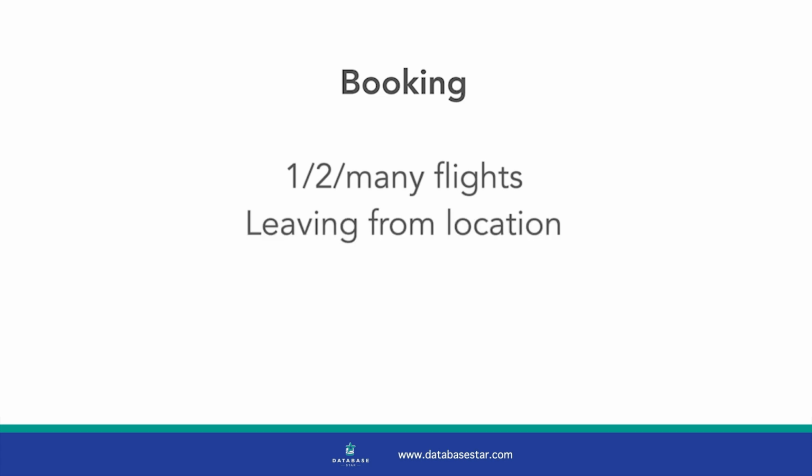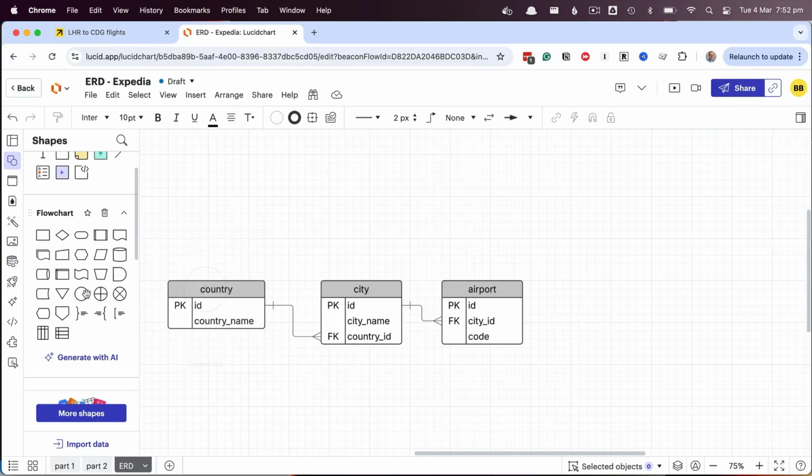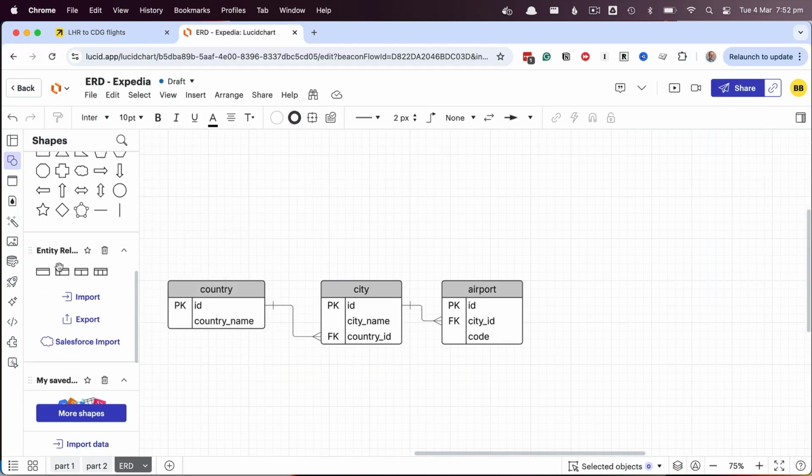Each flight has a leaving from and going to location. This would be an airport that exists within a city. Each flight has a date as well. Let's add these to our database. Here is a diagram of our database so far. We have our 3 tables. We're going to add a couple of other tables to this design, then create them on our database.